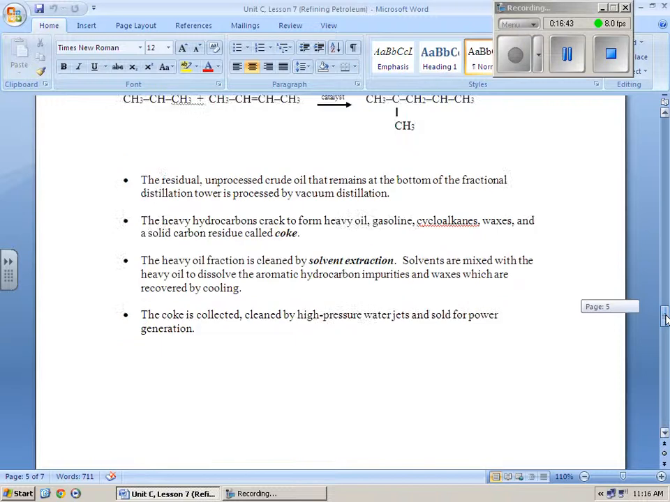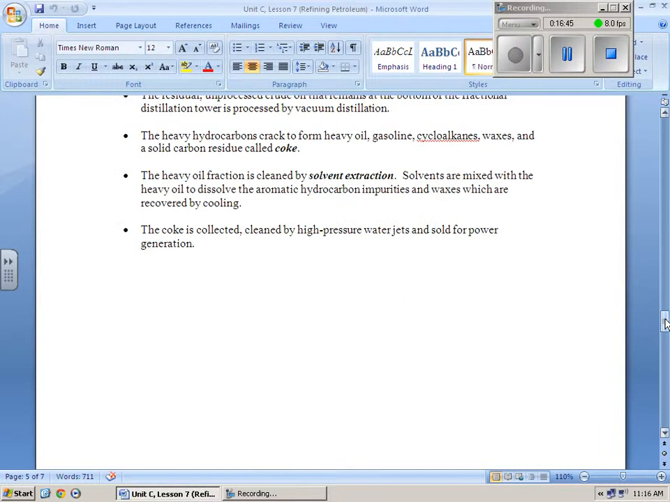That Coke that you're all interested in making, Coca-Cola or something, that Coke is basically the residue that falls out the bottom. If you remember in the fractional distillation tower, it's the very, very heavy stuff. That stuff is good for burning, so we usually use it for power generation. It's the bottom stuff that falls out of that fractional distillation tower, the really, really large hydrocarbons.